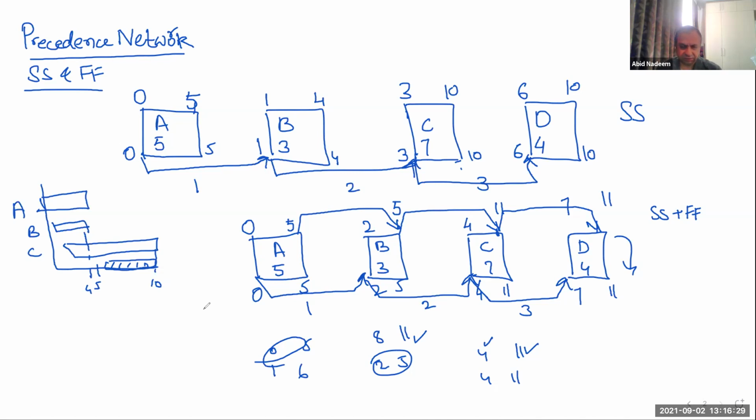In this case, you can also draw the bar chart for the project, but you can see that every activity here is a critical activity. Similarly, in the previous case, they were also critical activities. Is it clear? Yes, it is. Thanks.